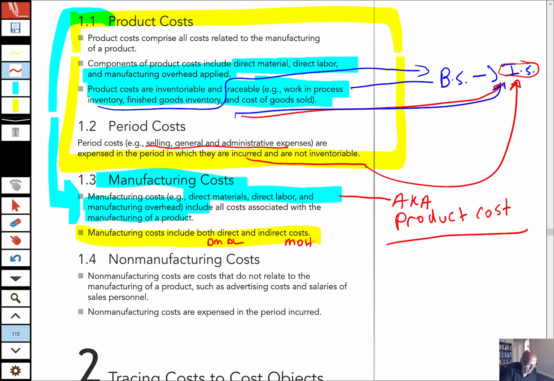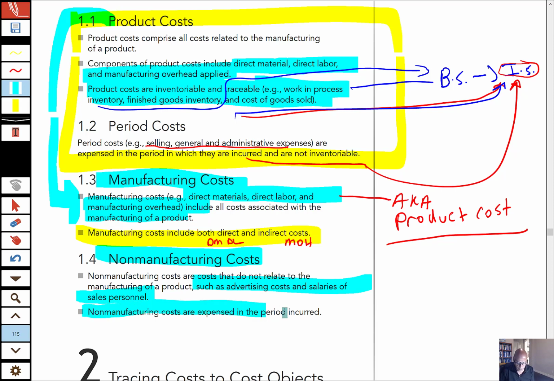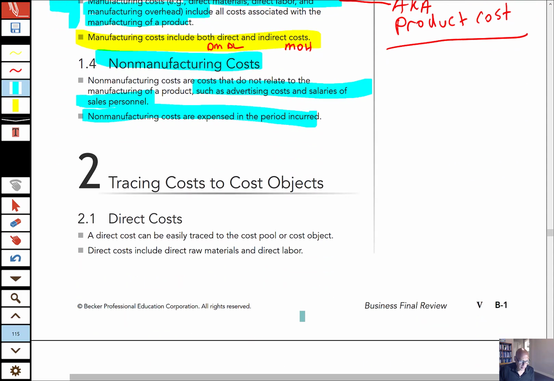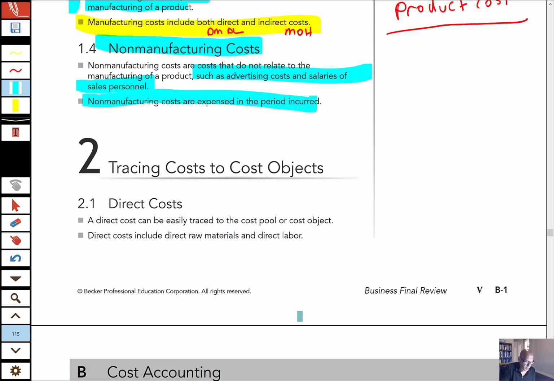And then again, our non-manufacturing costs have no relation to the manufacturing costs, such as advertising costs, salaries of sales personnel, etc. And again, non-manufacturing costs, which we can call selling and administrative costs, are going to go straight to the income statement. Okay, good. Now let's go ahead and look at cost behavior or cost objects here.